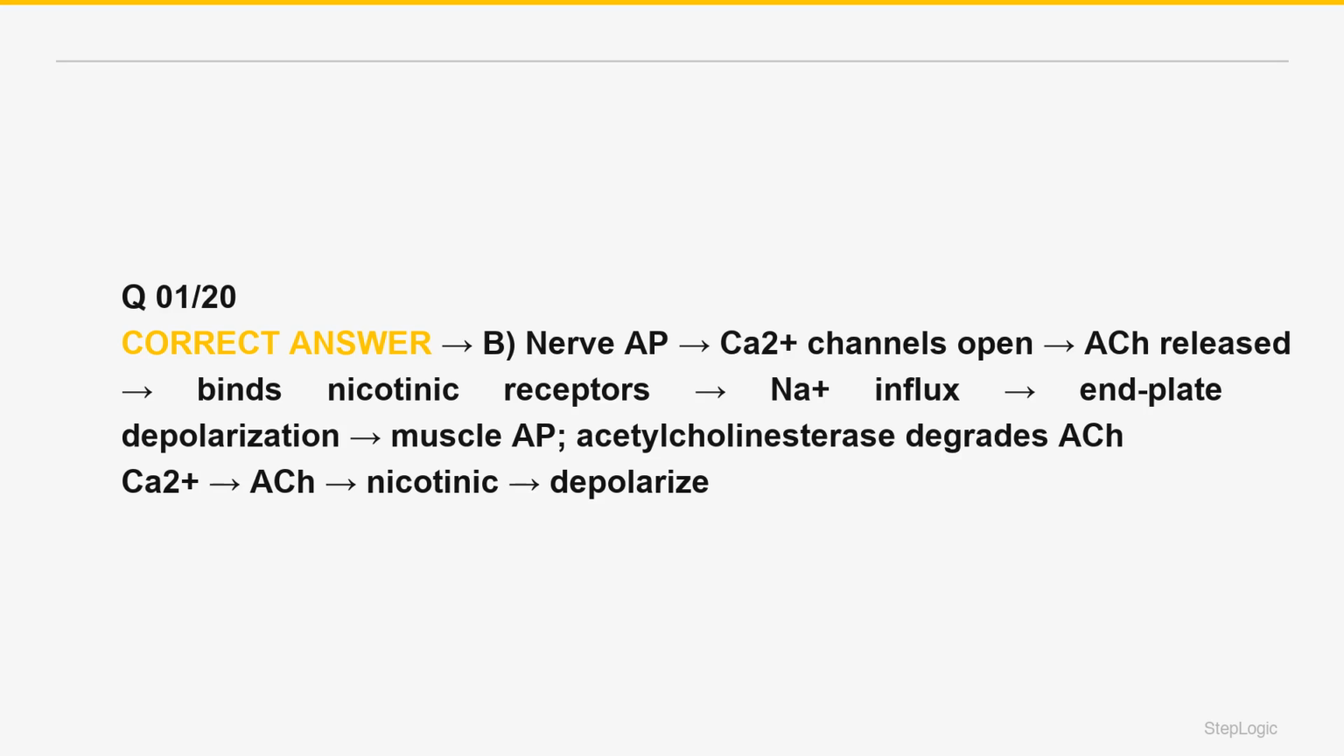Myasthenia gravis: antibodies to the nicotinic receptor. Lambert-Eaton: antibodies to the presynaptic Ca2+ channel. Botulinum toxin blocks ACh release. Curare-type neuromuscular blockers block the receptor, and organophosphates inhibit acetylcholinesterase. The Ca2+-triggered ACh release onto nicotinic receptors, causing end plate depolarization, is correct.